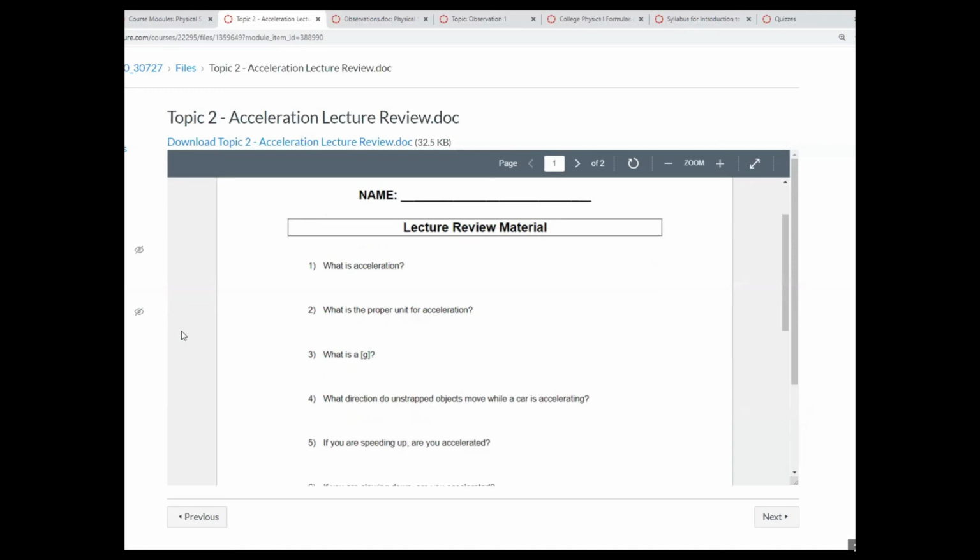Question number 2, ignore. We'll get back to it. Question number 3, what's the G? G is the same as your own body weight. 1 G is 1 time your own body weight. 10 Gs, 10 times your own body weight. Question number 4, what direction do unstrapped objects move while the car is accelerating? Unstrapped objects will move in the opposite direction of the acceleration of the car.